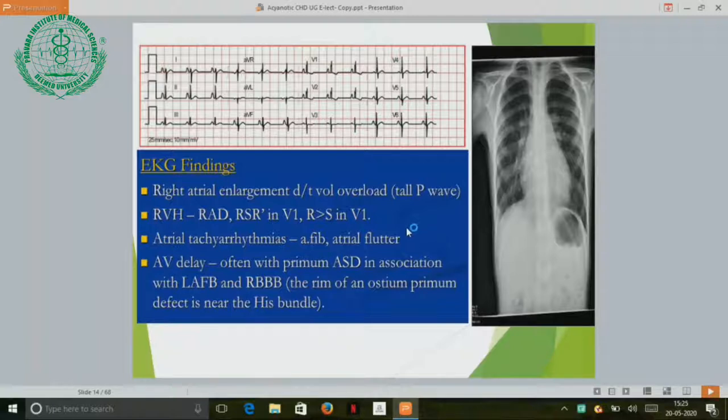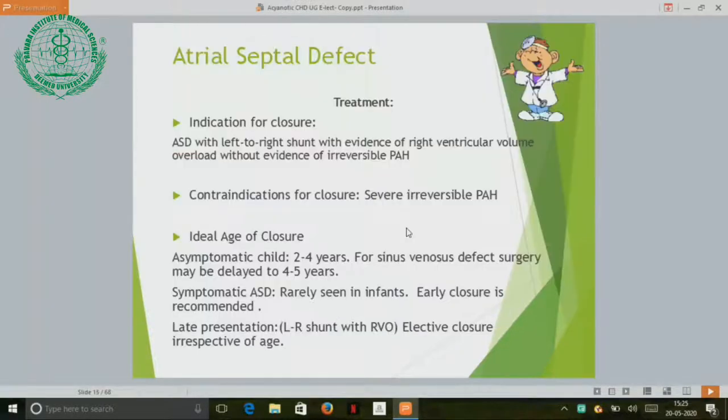So this is the chest X-ray. Chest X-ray usually does not show any significant cardiac failure, but definitely there is increased pulmonary blood flow. So what is the treatment of atrial septal defect? We have to close it at some time or the other. ASD with left to right shunt with evidence on echocardiography of right ventricular volume overload without evidence of irreversible PH. Such ASDs we have to close.